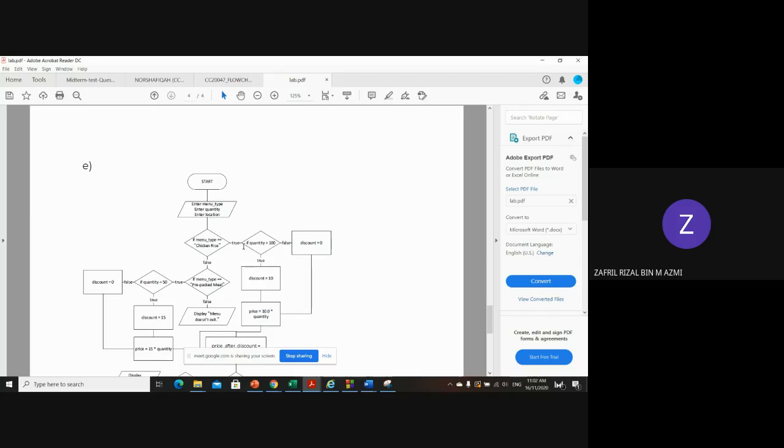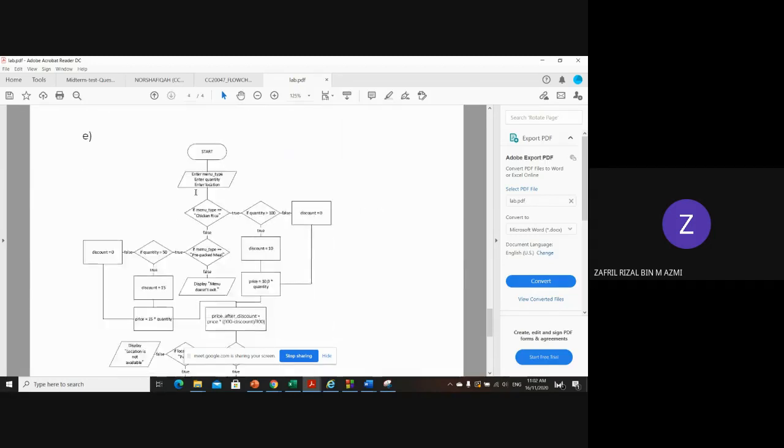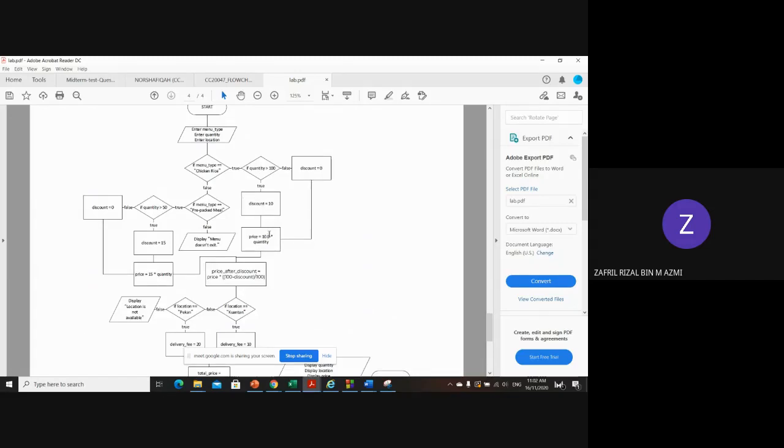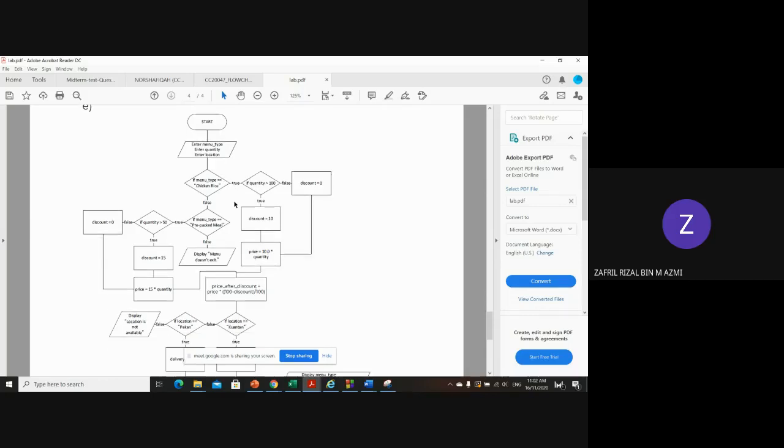Okay, if referring to this algorithm: if menu type equal to chicken, if true, then do this equation, and then we check the next condition. So this is correct. Nevertheless, this is still correct. Although it is not similar with the algorithm, the flow is still correct. So this condition is inside of this condition. Condition inside of condition, so no problem. No problem at all.